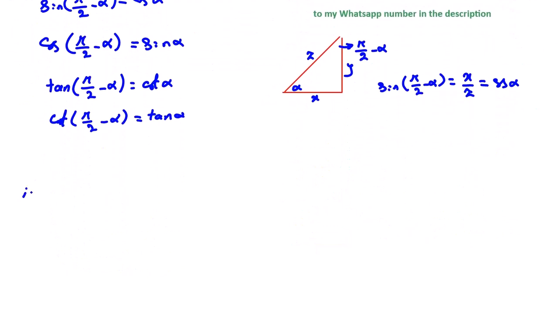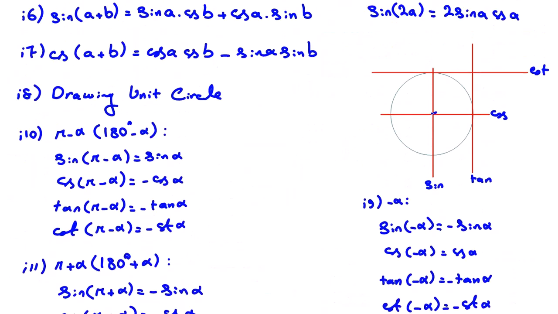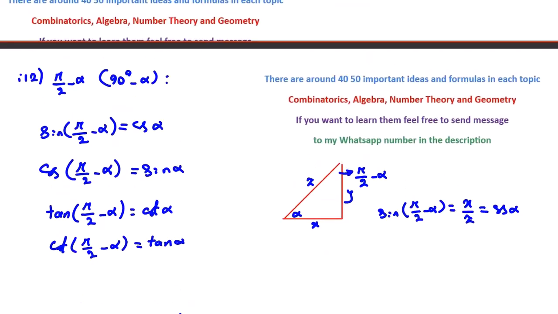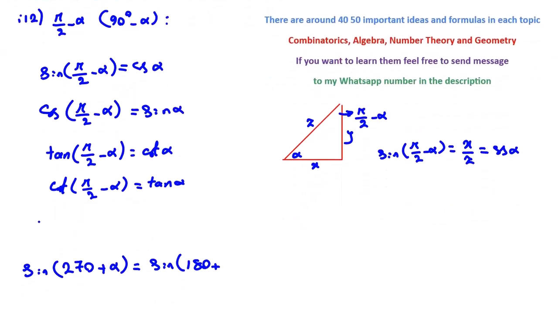Suppose you want to find, for example, sine of 270 plus alpha. We say, okay, first, it is sine of 90 plus 180 plus alpha. Let's write this, 180 plus alpha and 90 minus alpha, for example, it is here. This one was pi over 2 plus alpha. 90 minus alpha will be something like this. As idea 13, suppose pi over 2 plus alpha, which is 90 plus alpha.